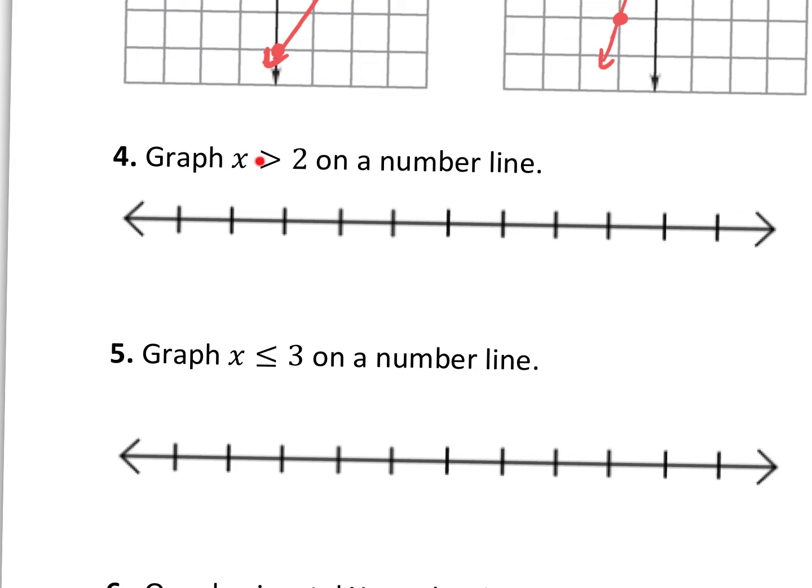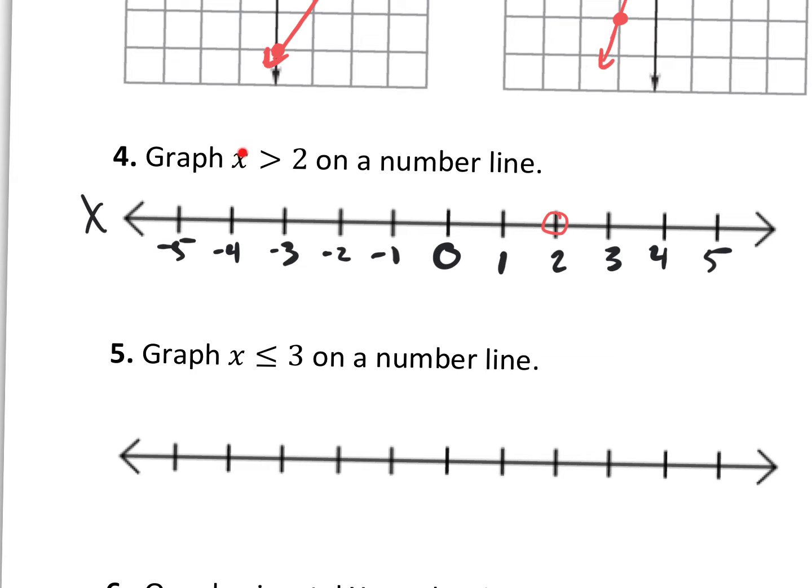Graph x is greater than 2 on a number line. Well, we are talking about the x-axis. We're talking about the x number line. And let's say the number 0 right here, and then 1, 2, 3, 4, 5. This way, -1, -2, -3, -4, -5. Okay, so if you go to the point 2 and you realize that there's no solid line underneath it, that must mean that this is an open dot, not a solid dot at 2.